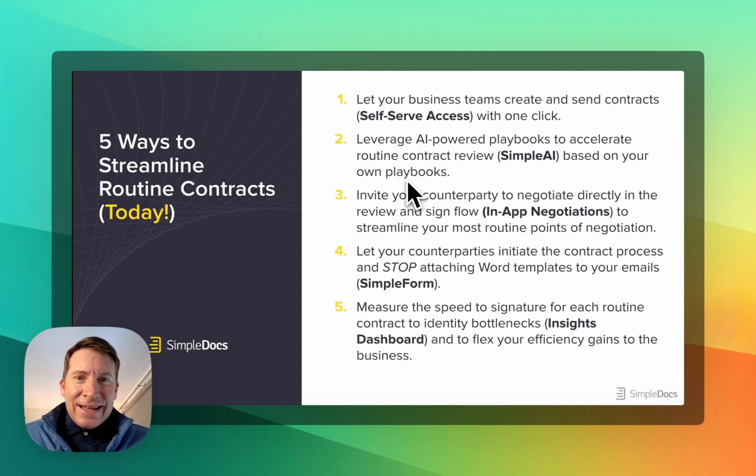Number 1, let's let your business teams create and send contracts using SelfServe Access with one click. You may be using some sort of open file sharing system today. You may have your templates documented someplace where the business teams can go access them. That's not the level of control you want.